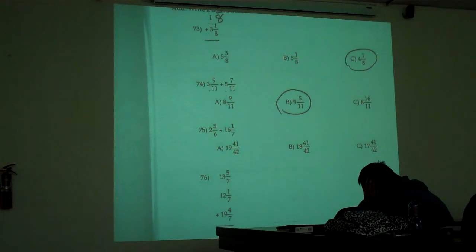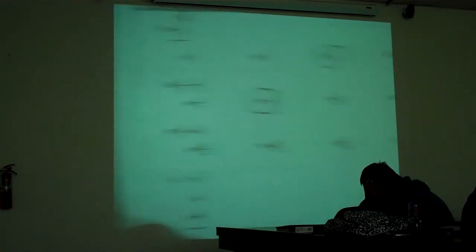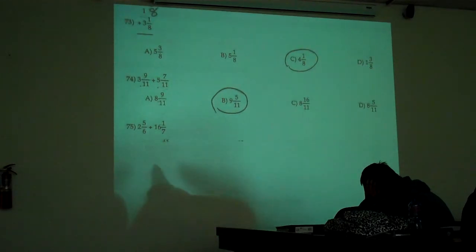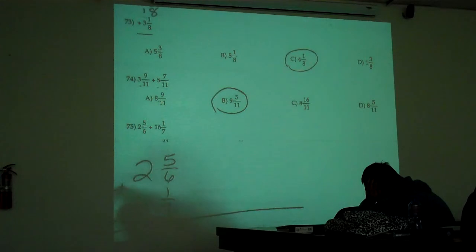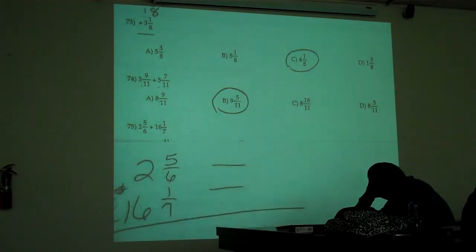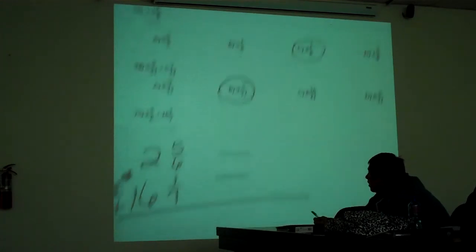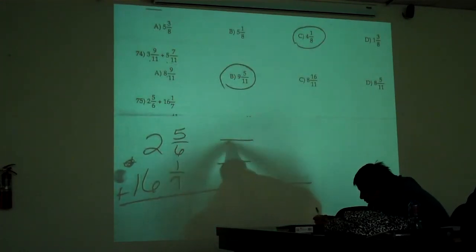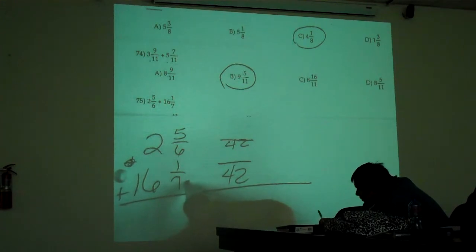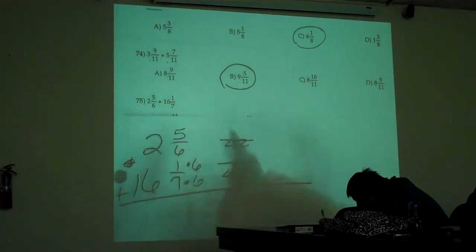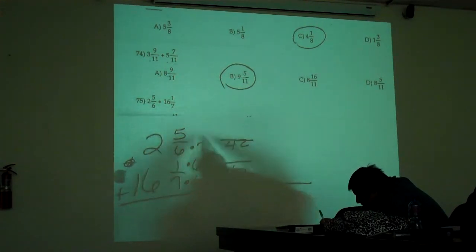Okay, 75, you need a common denominator. 75, you have 2 and 5/6 plus 16 and 1/7. You're adding. Okay, what is your common denominator? 6 and 7. 42. 6 times 7 is 42. 7 is times 6, and the 6 would be times 7.